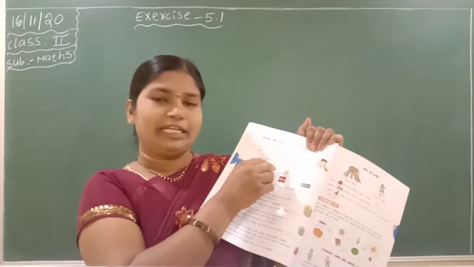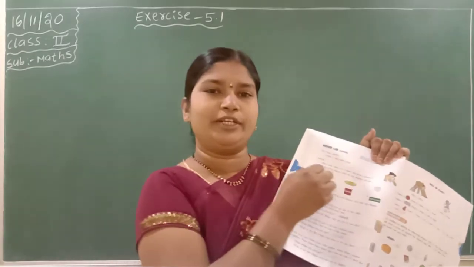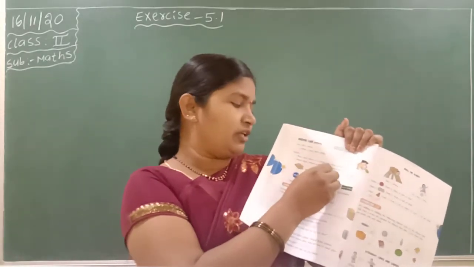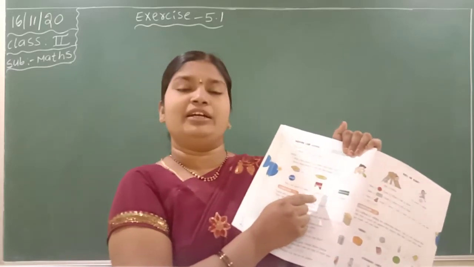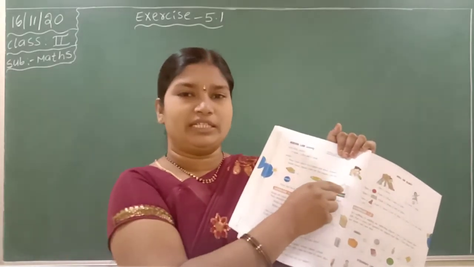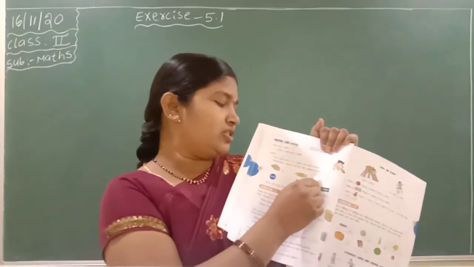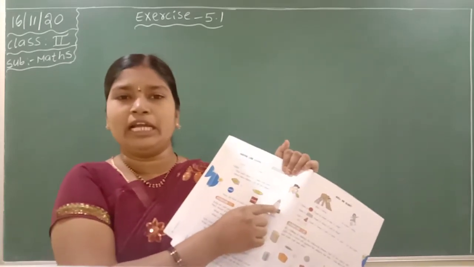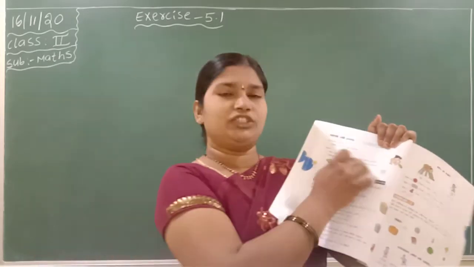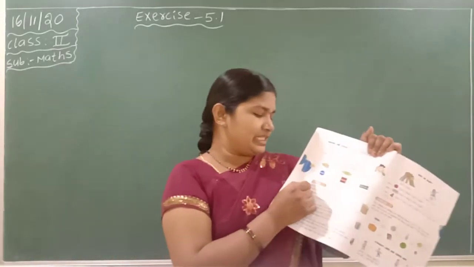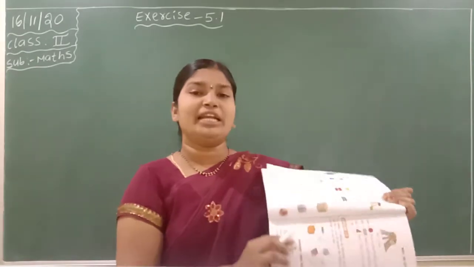Next, plate is related to circle, so from here to here you can do the matching with a pencil. Next, square is the example for dice, so from here to here draw a line with the pencil. Okay, finish this one. After this, exercise 5.1, I am reading the question.